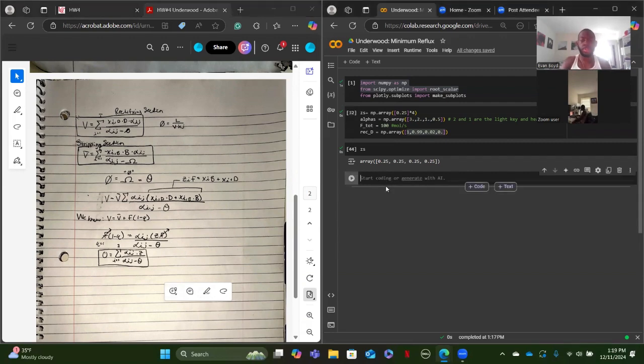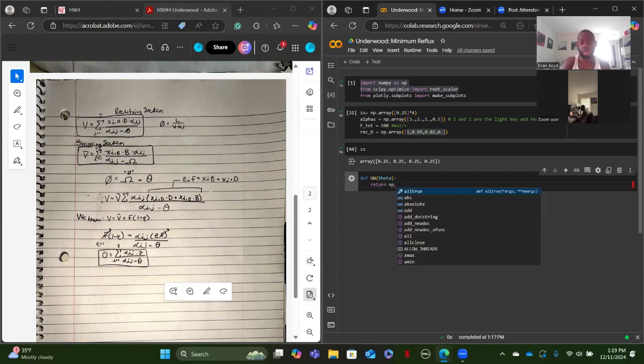So let's define the function. So define our Underwood equation, and then just define theta. Okay. And all we're doing is we want to return the equation here. So what we were doing is we do np.sum, so we're capturing the sum there.